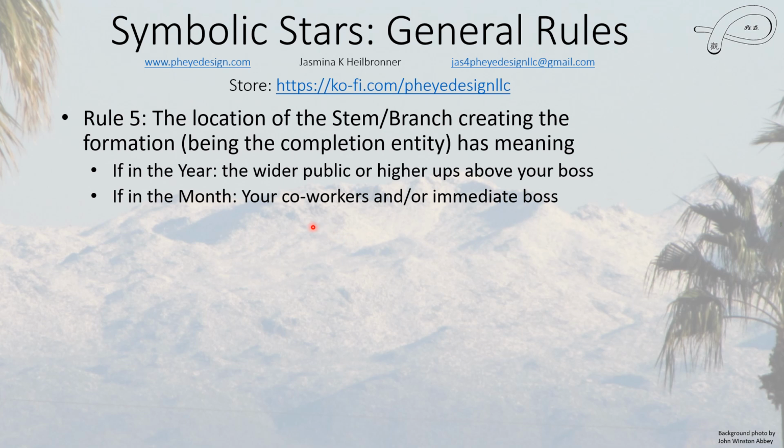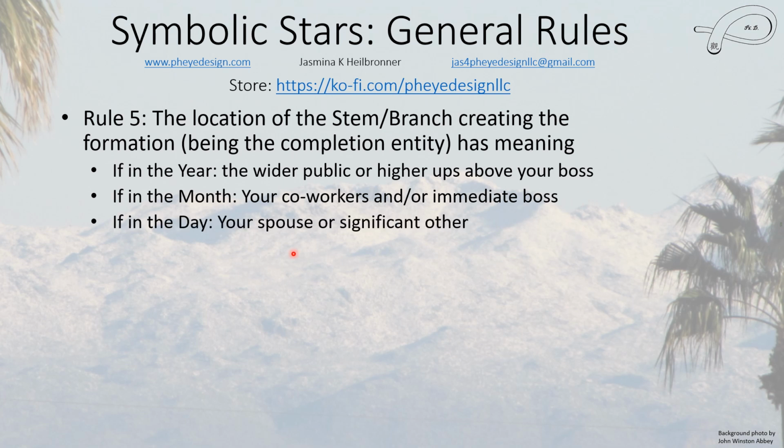If the completion entity is in the month, then it's your coworkers or your immediate boss. And it could be both. But also, if you are in a very small company, it could be all the way up to the top, because most small companies don't have much of a hierarchy. And if you are in a business and you have a partner, this is where it would be located, because they are sort of your boss.